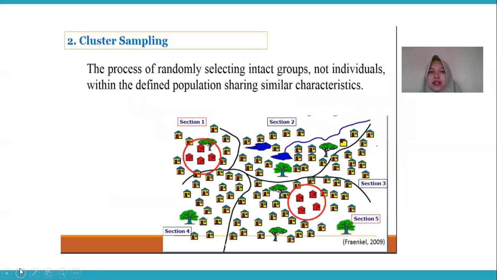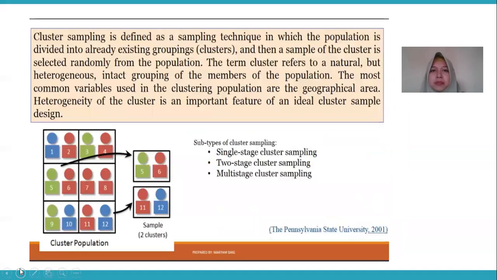And the second one is cluster sampling. It is the process of randomly selecting intact groups, not individuals, within the defined population sharing similar characteristics. Cluster sampling is defined as a sampling technique in which the population is divided into already existing groupings, or we call them clusters. And then a sample of the clusters is selected randomly from the population.